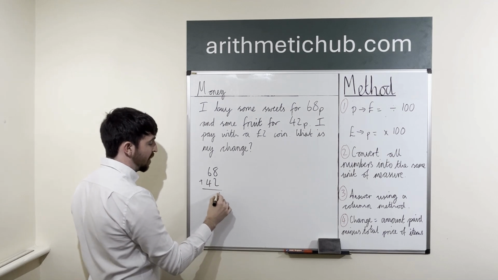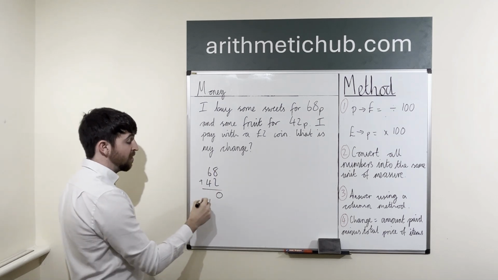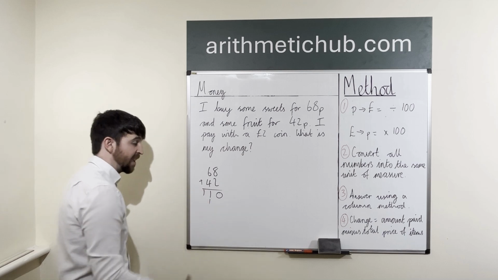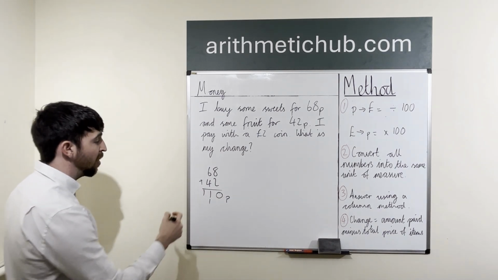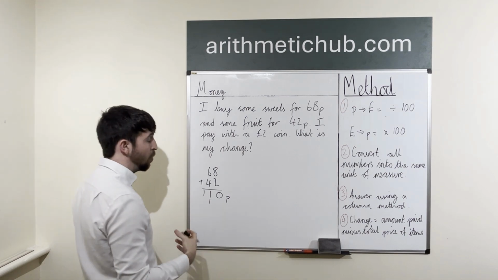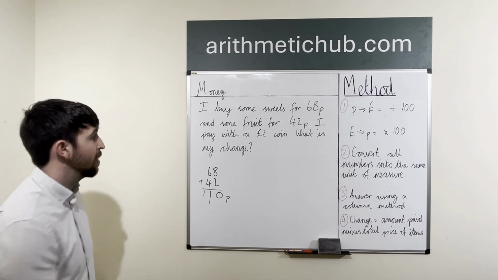8 add 2 is going to give me 10. 6 add 4 is going to give me 10. Add the 1 is going to give me 11. So in total, the two items I've bought, I've come to a price of 110 pence.